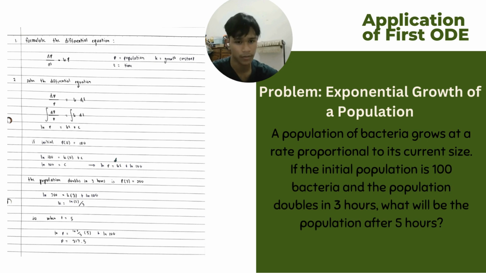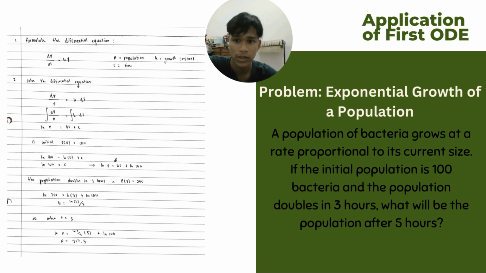For this example, we use a problem of a population of bacteria that grows at a rate proportional to its current size. If the initial population is 100 bacteria and the population doubles in 3 hours, what will be the population after 5 hours? For the first step, we have to formulate the differential equation, which is dP over dt equals kP. P is for population, t is for time, and k is the growth constant.